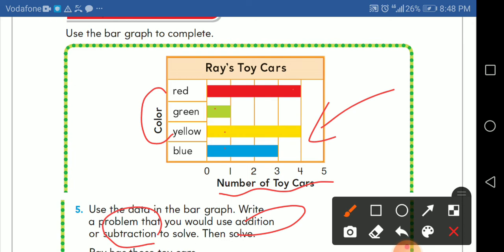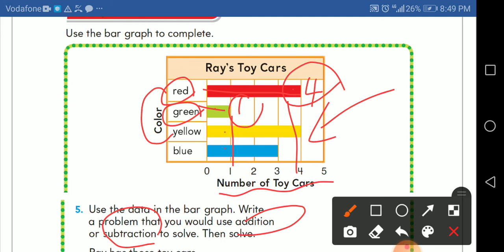So can I say a question here to have the addition in the problem? It's very easy. I can say how many red and green toy cars? So I'm going to add the red, which is here 4, and the green, which is 1. 1 plus 4 gives me 5.